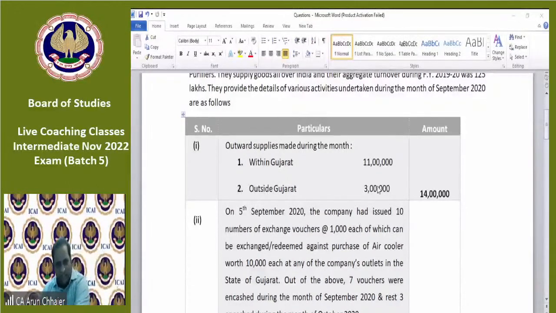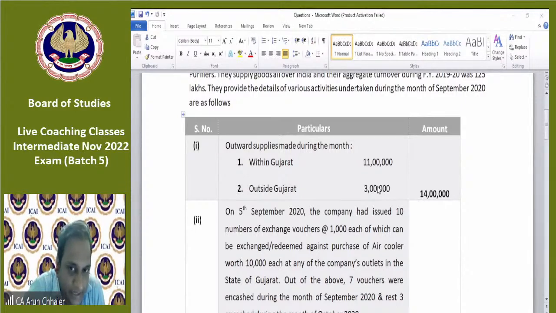If you do not remember the section, it is not required at all. If it is any other case, meaning the voucher is not identifiable, then what is the time of supply? If it is identifiable, date of the issue. If it is not identifiable, date of the redemption.